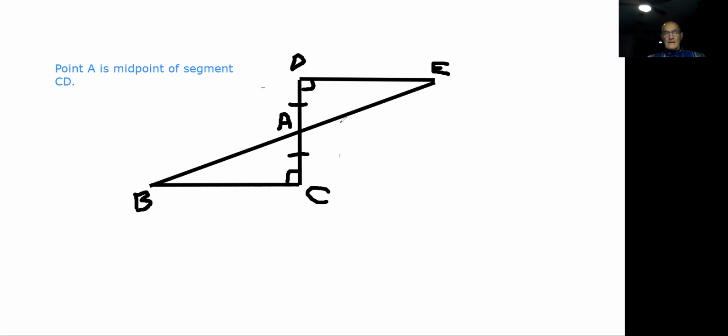Now, I can go through here if I wanted to and say these two angles right here, DAE and BAC, are vertical angles, so I know that this is equal to this. So in this particular situation, once again, I have an angle, side, angle situation to prove that triangle ADE is congruent to triangle ACB. So that would be another example of an angle side angle situation.